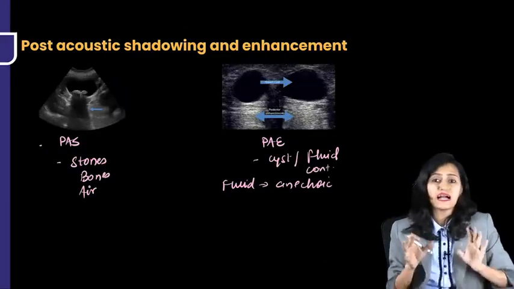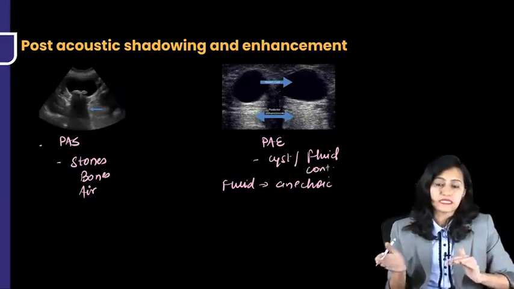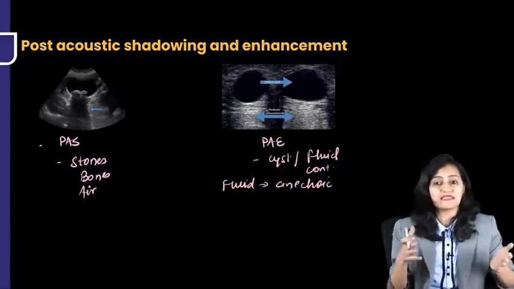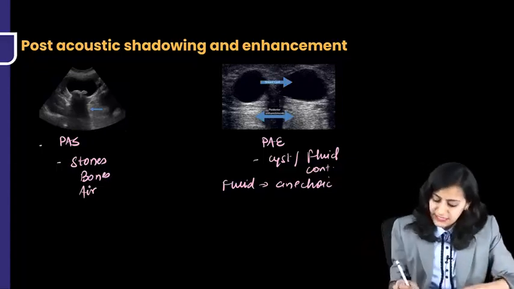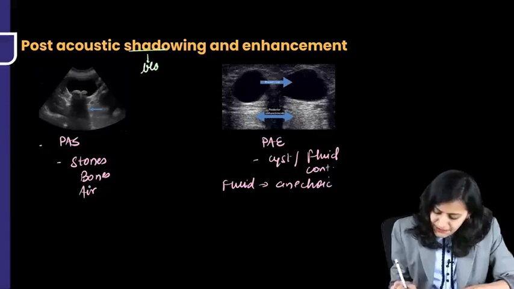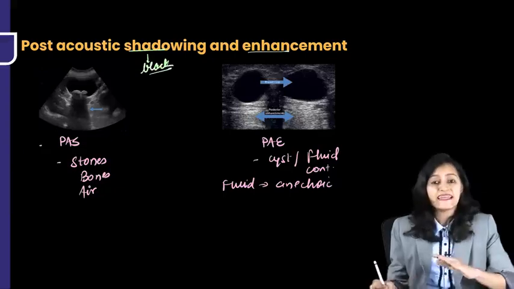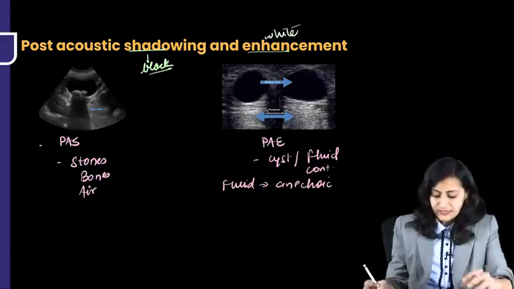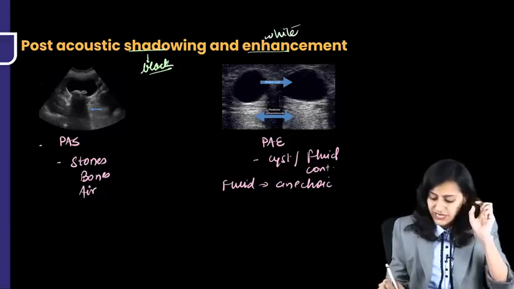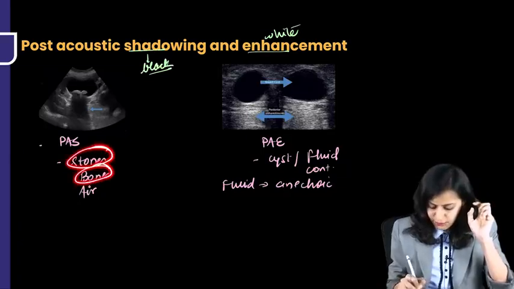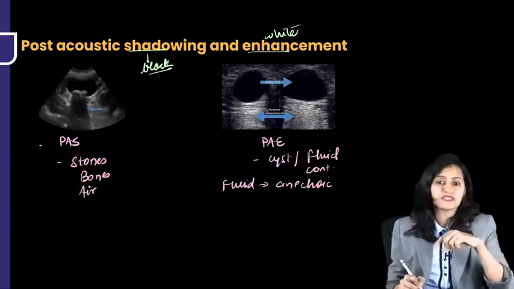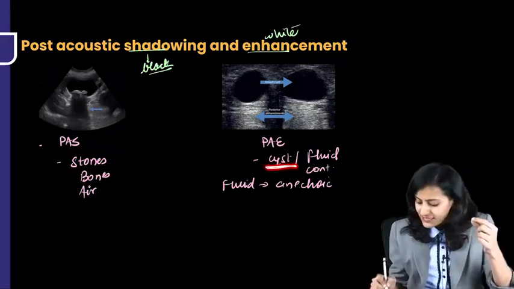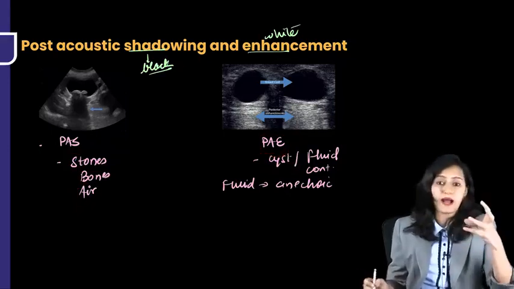Okay. Now coming to the ultrasound concept of black and white, the posterior acoustic shadowing and the posterior acoustic enhancement. Shadow, we know, appears black. So shadowing will be black. Enhancement in radiology means enhancing, appearing more white. What gives posterior acoustic shadowing is stones, bones, air. Stones, bones, air give shadowing. A cystic lesion gives enhancement. Why?